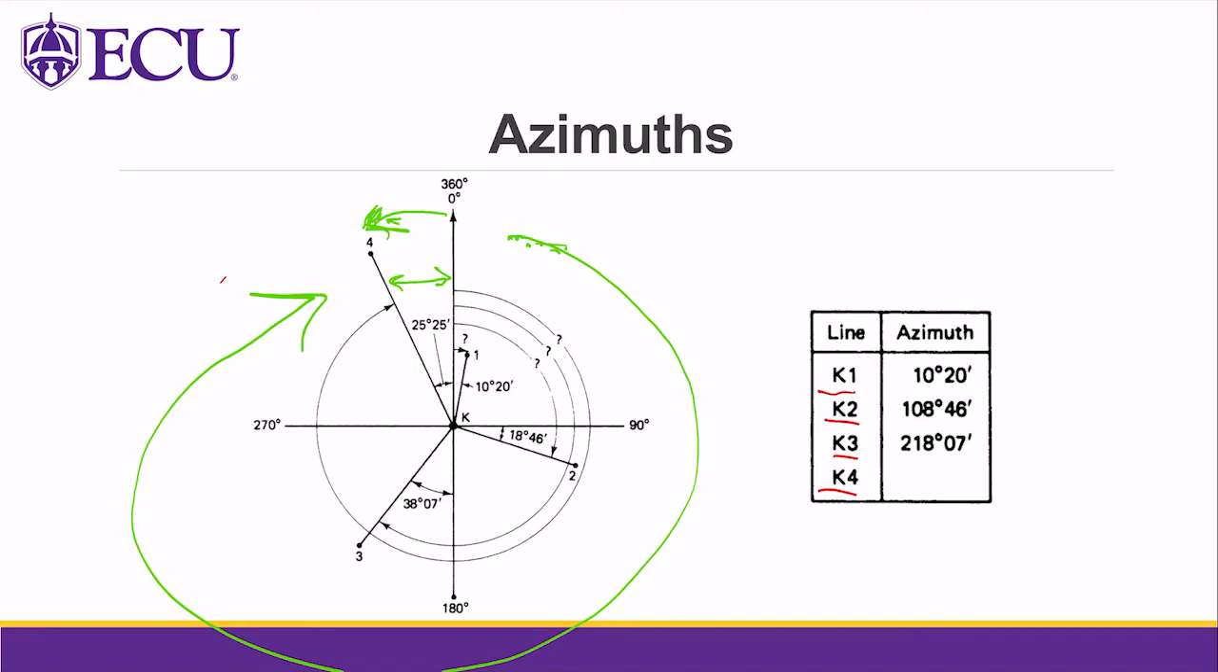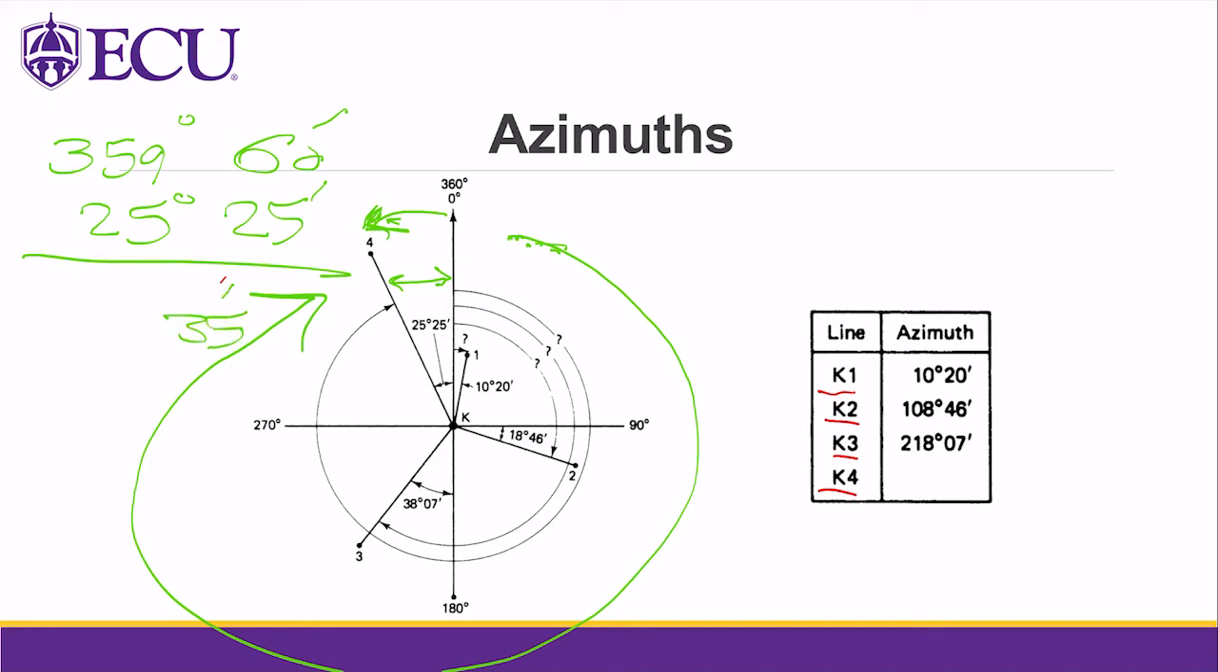So what I need to do this time is subtract from 360. I write it as 359 degrees, 60 minutes, minus 25 degrees, 25 minutes. That gives me 334 degrees, 35 minutes. That's my azimuth.